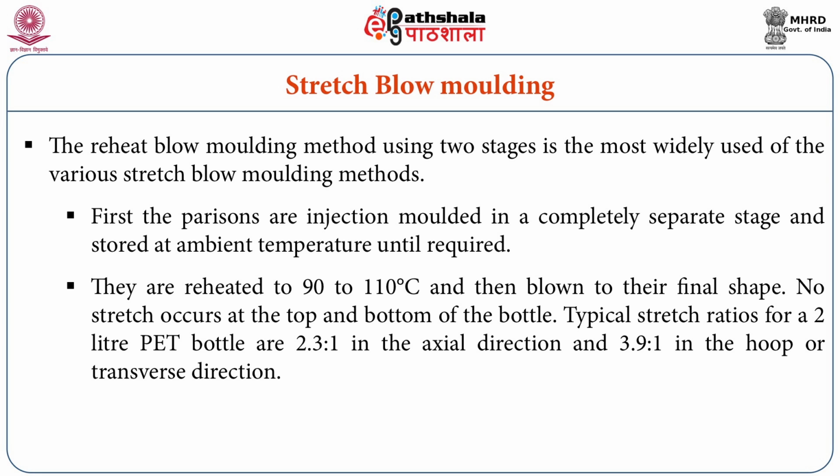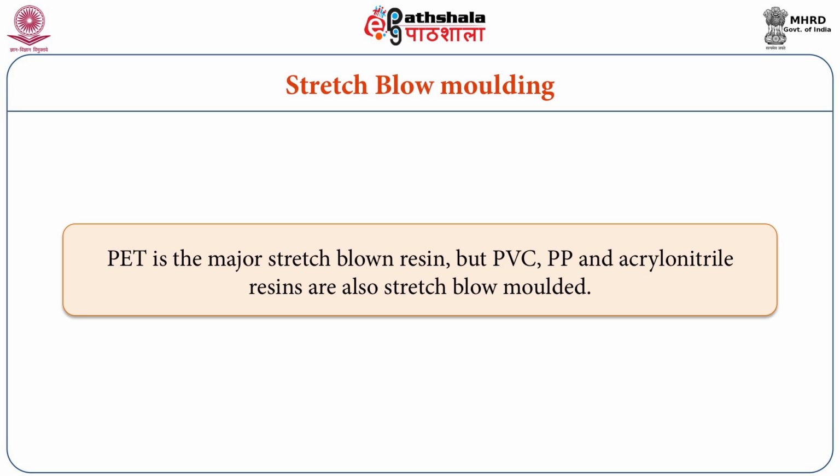Typical stretch ratios for a 2 liter PET bottle are 2.3:1 in the axial direction and 3.9:1 in the hoop transverse direction. PET is the major stretch blown resin, but PVC, PP, acrylonitrile resins are also stretch blow molded.